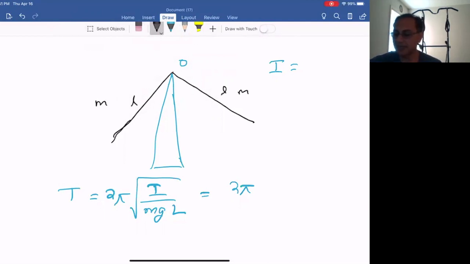That's given in the problem. So what is the moment of inertia of each rod going to be? Each rod, the moment of inertia would just be 1/3 ml squared, and you've got two of them. So it's going to be 2 times 1/3 ml squared. So that's our I.